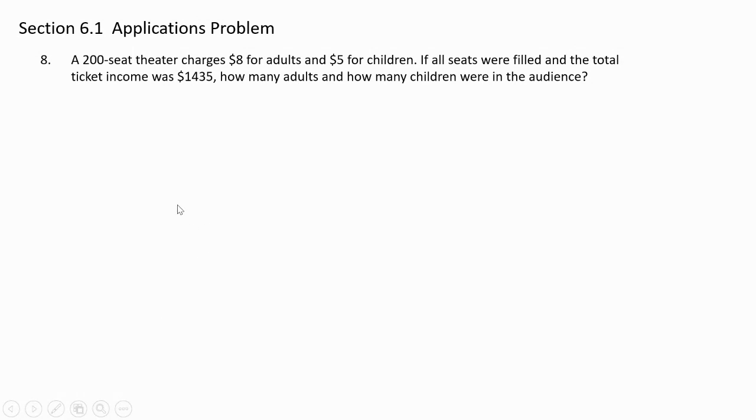So here it says, a 200-seat theater charges $8 for adults and $5 for children. If all the seats were filled and the total ticket income was $1,435, how many adults and how many children were in the audience? So here, guys, for the solution, we need to find 2 equations. So I'm going to say we're going to do seats with seats, because we have adult seats plus children seats equals total seats, which was 200 seats.